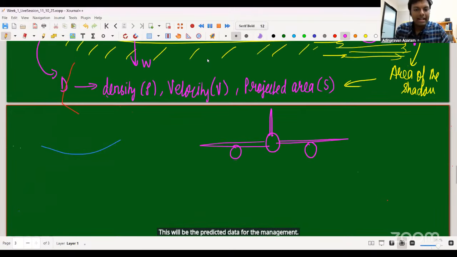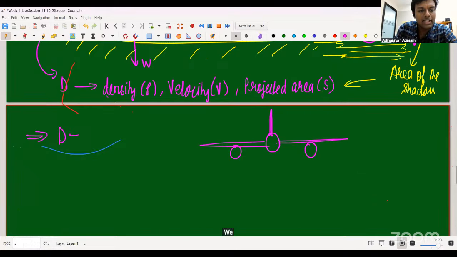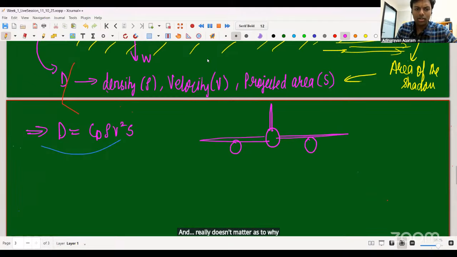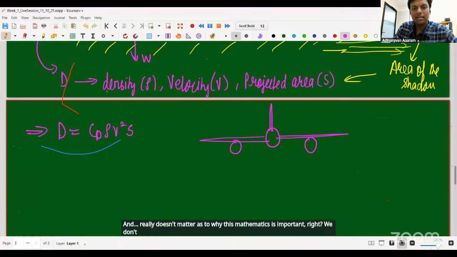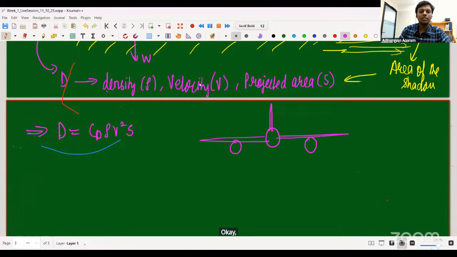And then we further went on and we defined this D to be C_D times rho V squared times S. It really doesn't matter why this mathematics is important. We don't want to get into the math behind it, but we do know that as we go faster and faster, we face more and more force from the atmosphere.